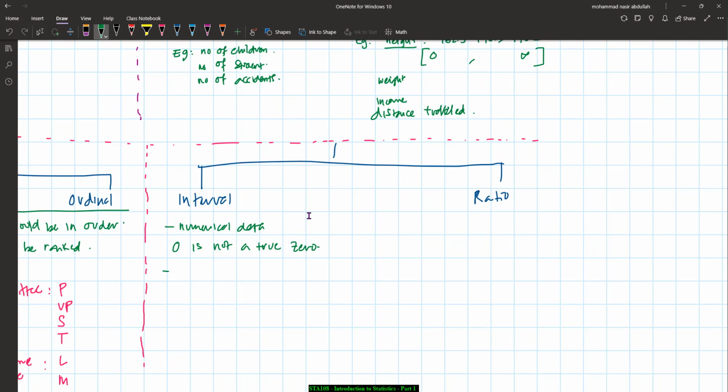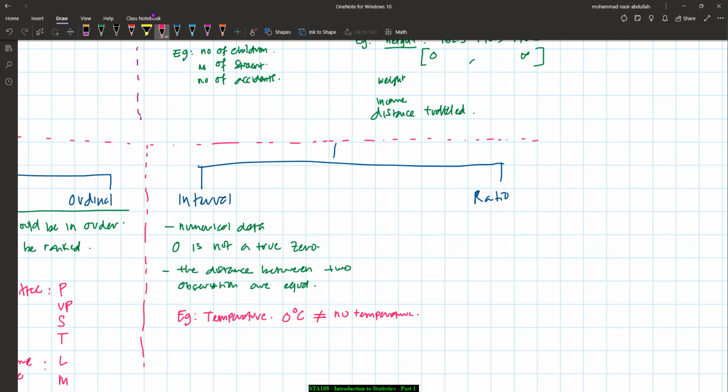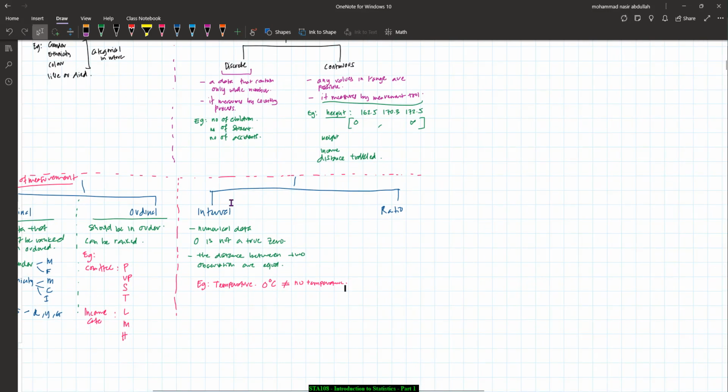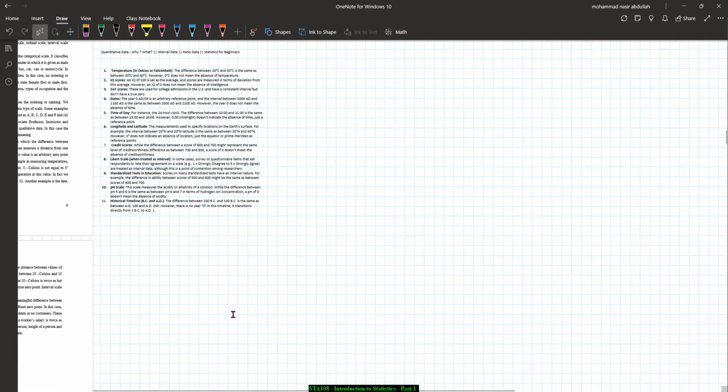Another one is that the distance between two observations is equal. So what does it mean by 0 is not a true 0? For example, the famous example is temperature. We can say 0 Celsius doesn't mean that there is no temperature. It means a very cold situation. So it doesn't mean that 0 is no temperature. So it's not a true 0.